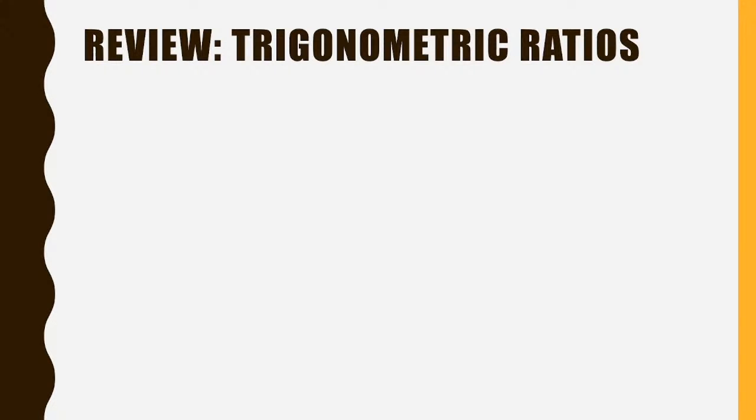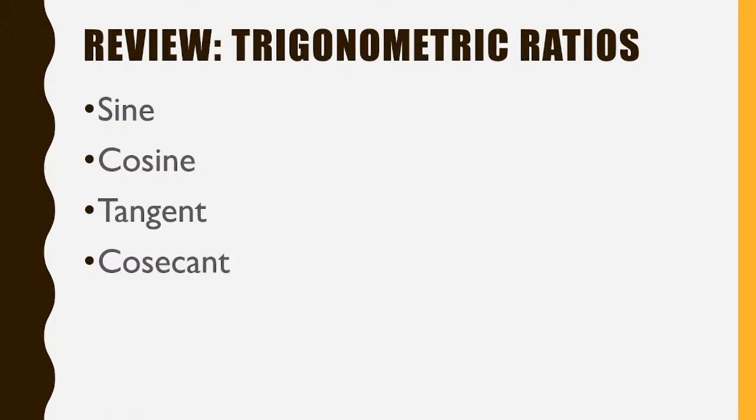The 6 trigonometric ratios are sine, cosine, tangent, cosecant, secant, and cotangent. We focus on SOHCAHTOA. What does it mean?